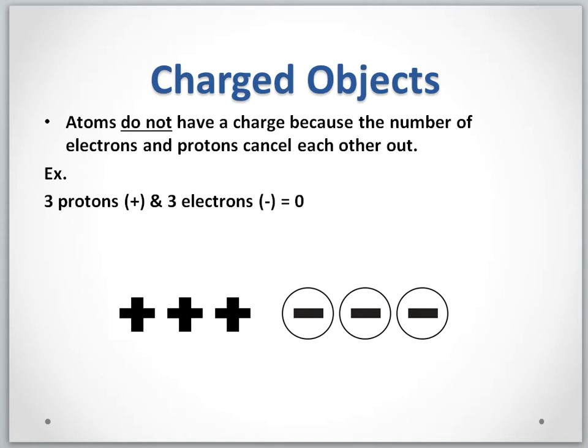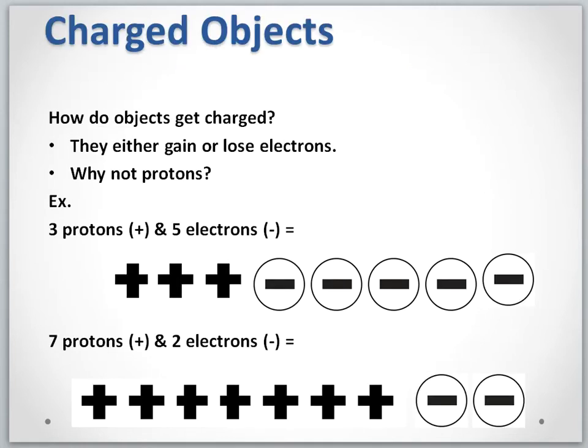But atoms don't always stay that way. What happens is they can gain or lose electrons. Now, they cannot gain or lose protons because the number of protons determines the element. Remember that from our studies in chemistry. But you can gain and lose an electron. So remember, we studied certain types of bonding. We actually learned about that in ionic bonding, the gaining or losing of electrons.